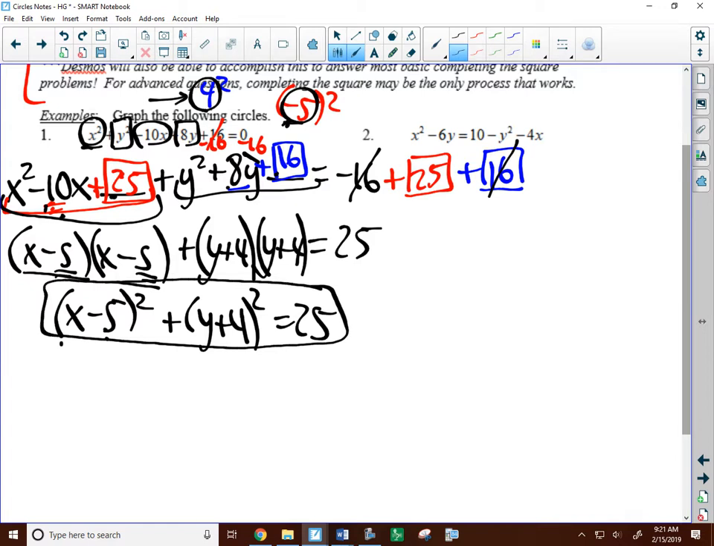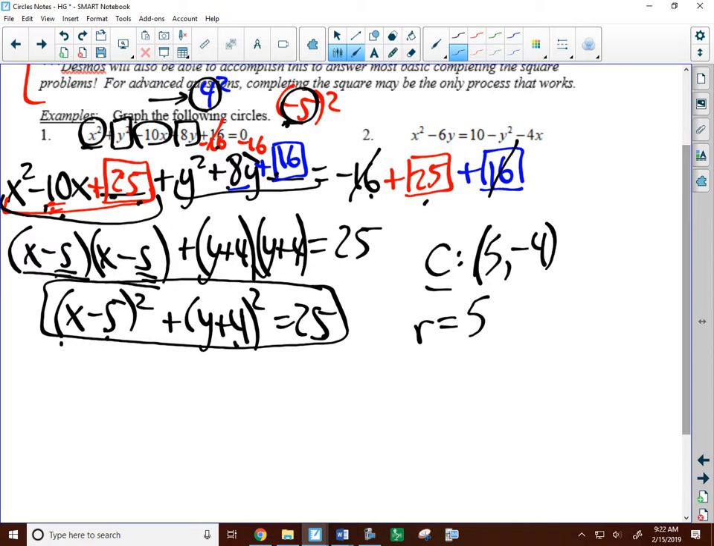So just a quick recap. You get x's and y's together, number on the other side. You do the completing the square step, which is the red box and the blue box there. You factor, and you're done. Now, it says graph. So now we can write down the center: opposite here 5, comma, opposite there negative 4. And then this is r squared, so r is the square root of 25, which is 5.